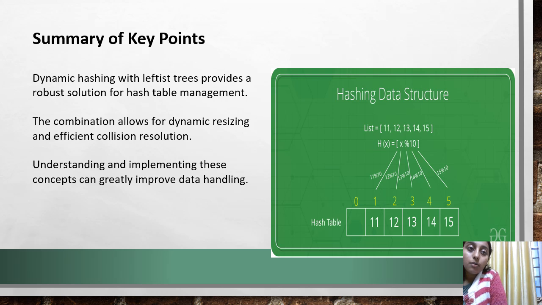So now let us see the summary of key points of dynamic hashing and leftist tree. Dynamic hashing with leftist tree provides a robust solution for hash table management. The combination allows for dynamic resizing and efficient collision resolution. Understanding and implementing this concept can greatly improve data handling.